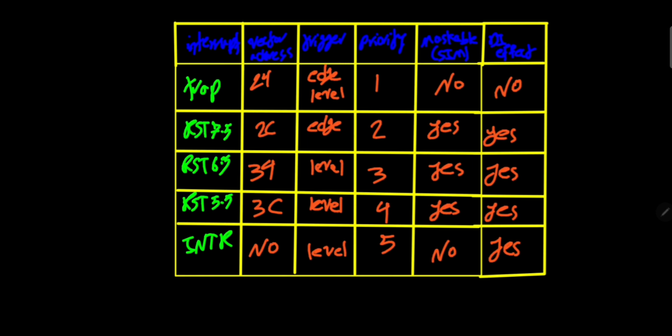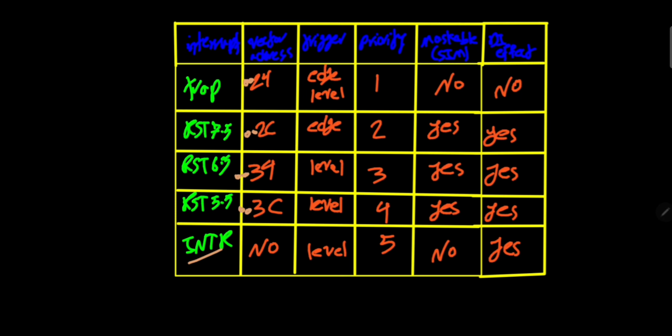Now, we could categorize all these 5 interrupts in this way. We say interrupts trap, 7.5, 6.5, and 5.5 are vectored interrupts, meaning whenever those pins get activated, the CPU would jump to this address after pushing the PC on the top of the stack. But as we said, INTR doesn't do that because it works alongside the INTA.